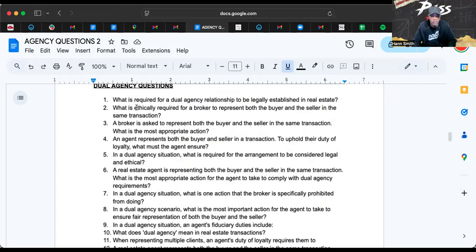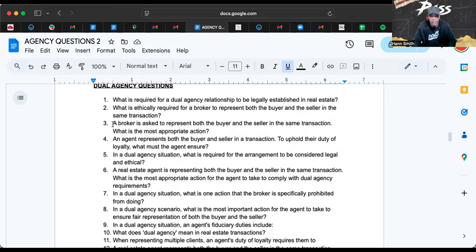Number two, what is ethically required for a broker to represent both the buyer and seller in a transaction? That goes back to consent and disclosure. It needs to be in writing. Let the parties know what's going on with what they're signing up for.